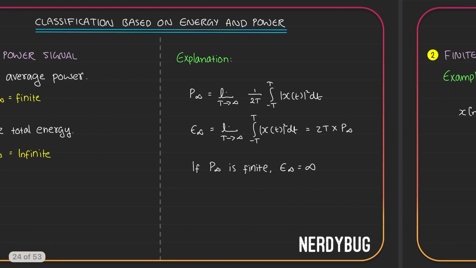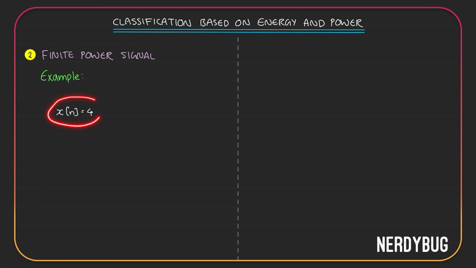Let us see an example for a finite power signal. So this is a discrete time signal. It is given as x of n is 4. That is, it has the value 4 for every value of n. X of 0 is 4. X of 1 is 4. X of 100 is 4. X of minus 1000 is 4.